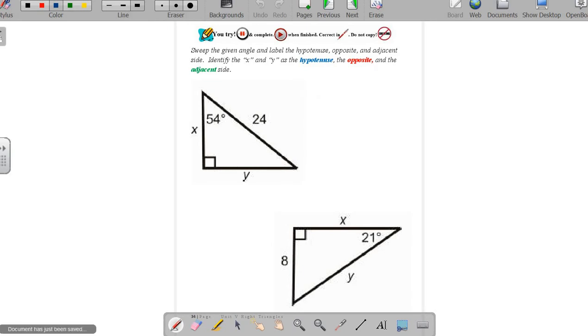Ready? I'd like you to pause the video and label these with x and y. Identify them as the hypo, the hypotenuse, the opposite, and the adjacent side. Pause the video.